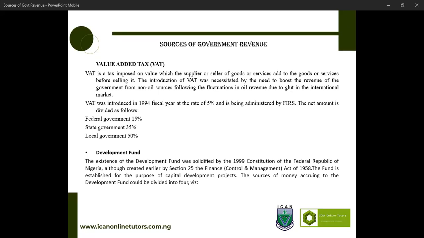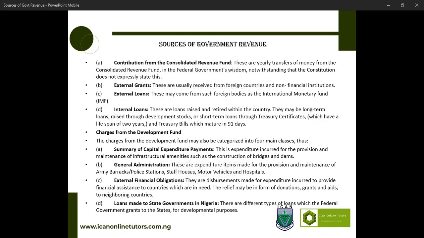And the sources of money accruing to the development fund could be in four ways. From the name, development fund accounts, they are being created for development purposes. And the sources of revenue under the development fund accounts include the following. We have four sources. Contribution from the Consolidated Revenue Fund account. It is the federal government that basically funds the development fund account. These are yearly transfers of money from the Consolidated Revenue Fund in the federal government's wisdom, notwithstanding that the Constitution does not expressly state this.